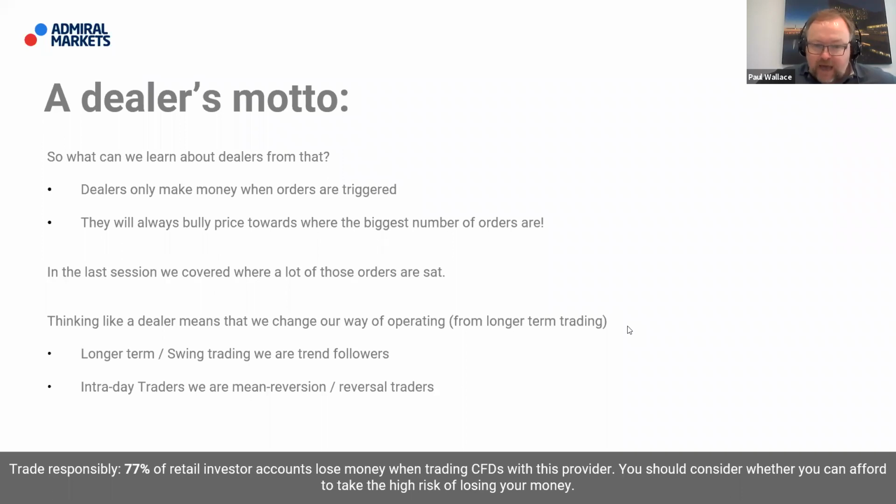Think about the implications for that in terms of where you look at a chart and how you look at a chart. If you're very new to trading, start to think, if I know that they're always going to try and bully price towards where the biggest number of orders are, it would be useful for me to have an idea about where those biggest numbers of orders may be sat. That might actually be very useful information to me as a trader. And that's what we covered a lot of in the last session.